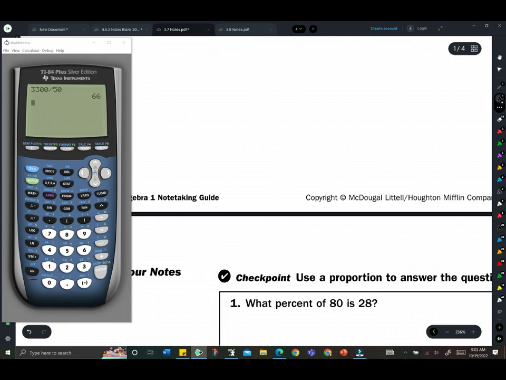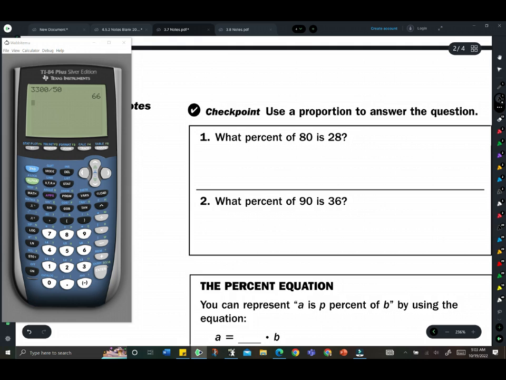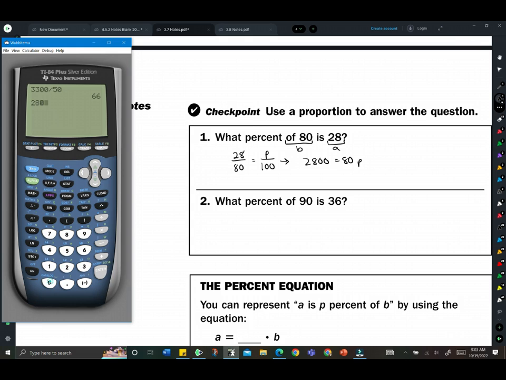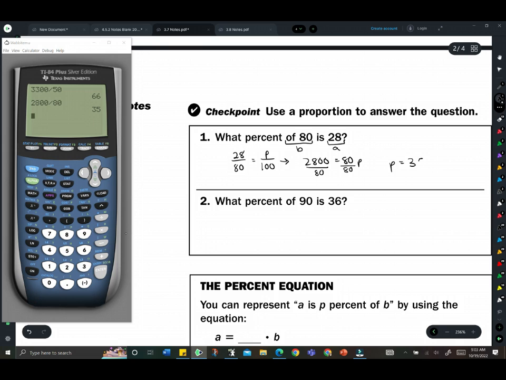So let's try out some examples. What percent of 80 is 28? That's our base, and 28 is our A. So we set it up: 28 over 80 is equal to the percent over 100. Cross multiplying, 2,800 is equal to 80 times P. Dividing each side by 80, we get that it is 35%.